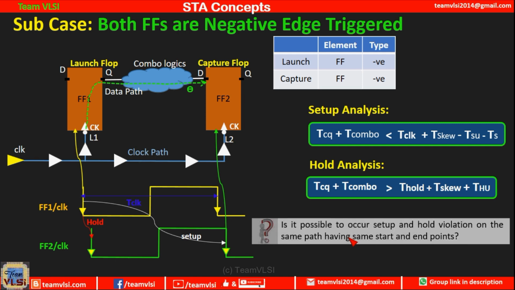Again, I have a question here. Is it possible for a setup and hold violation to occur on the same path having the same start and end points? I would like to see your answer in the comment section.